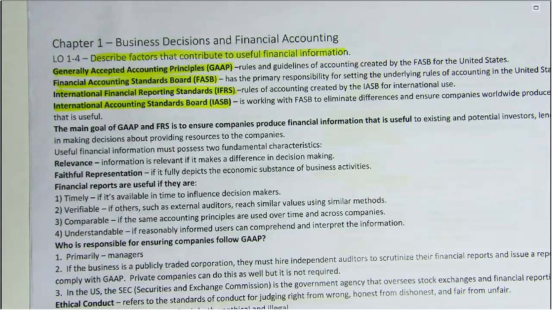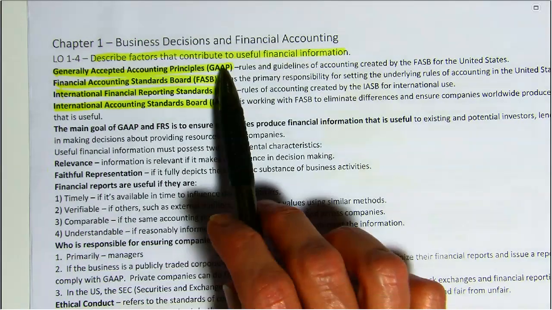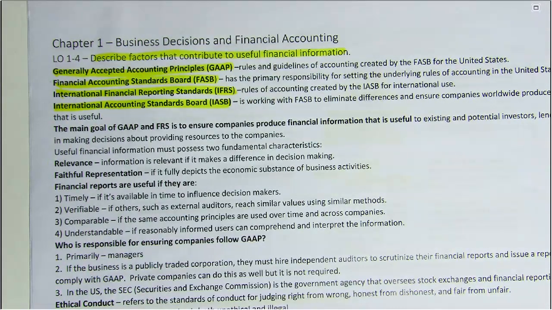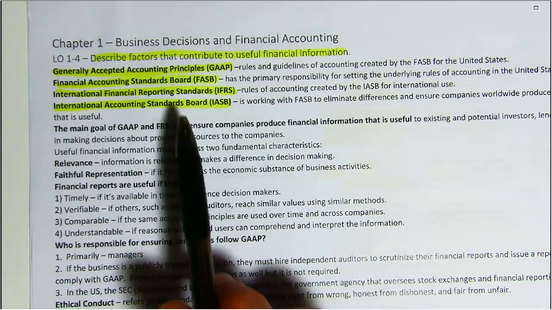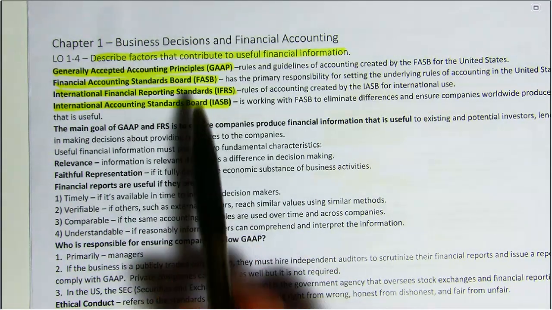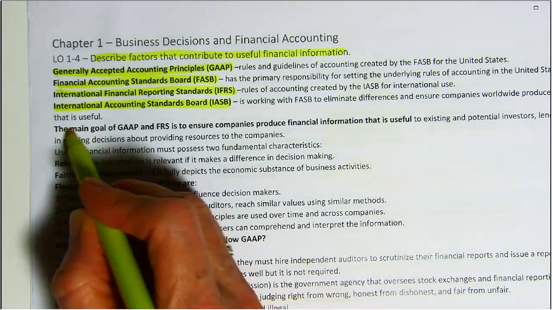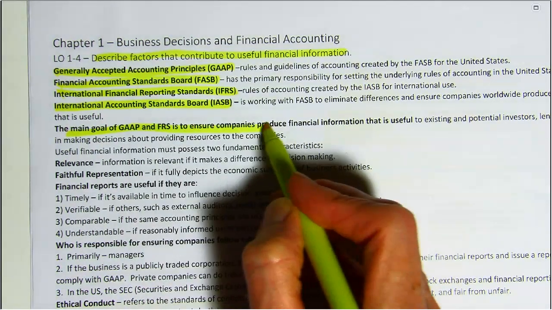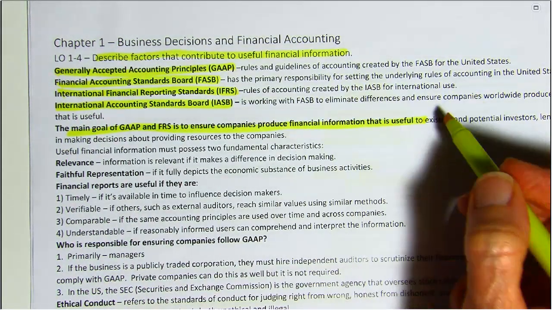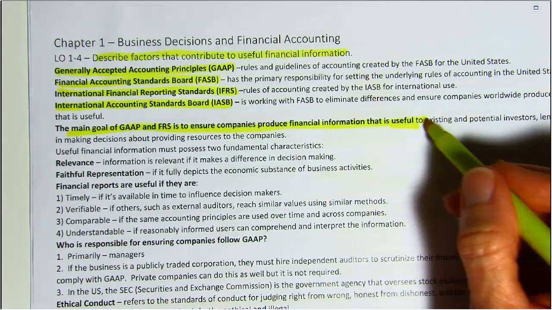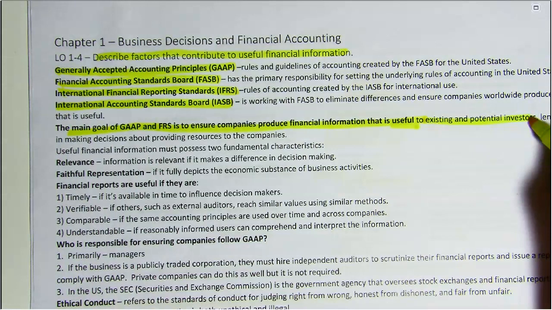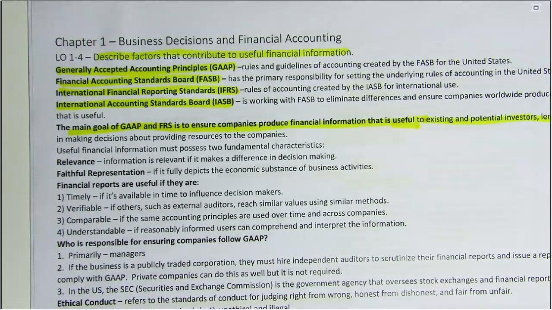Okay, now what you're learning this semester, you're learning GAAP, the Generally Accepted Accounting Principles that we use in the U.S., and for the most part, the rules that you're learning are exactly the same as the International Financial Reporting Standards. There will be a few cases where they will differ, and when that happens, I will definitely let you know about it. Okay, so it says here that the main goal of GAAP and IFRS is to ensure companies produce financial information that is useful to existing and potential investors and creditors in making decisions.